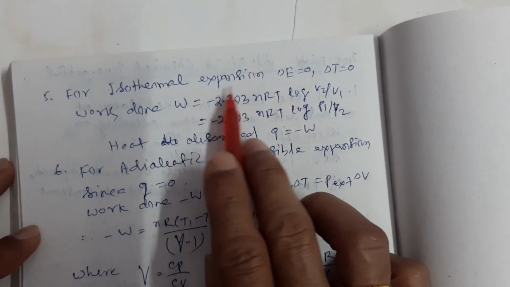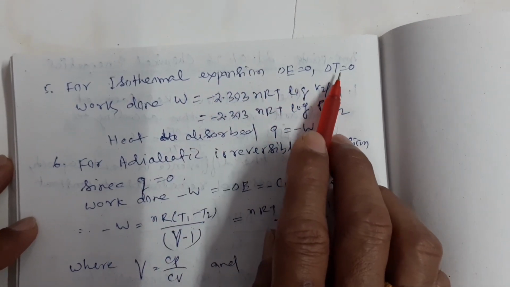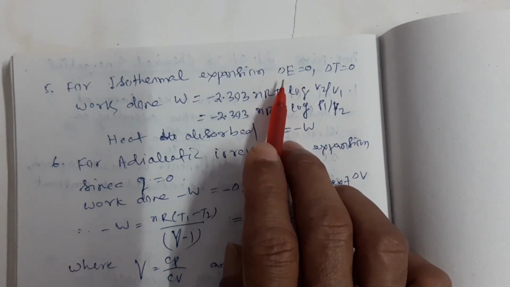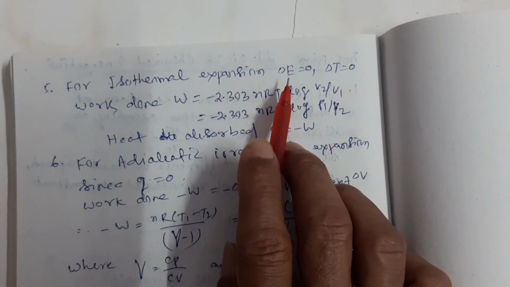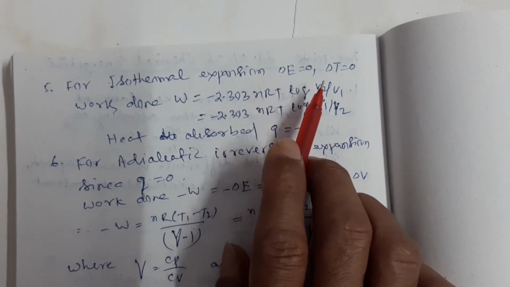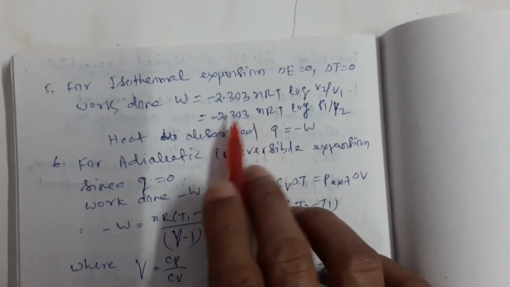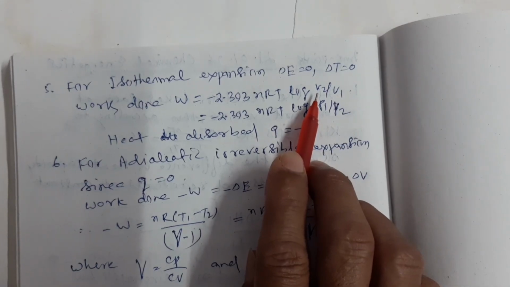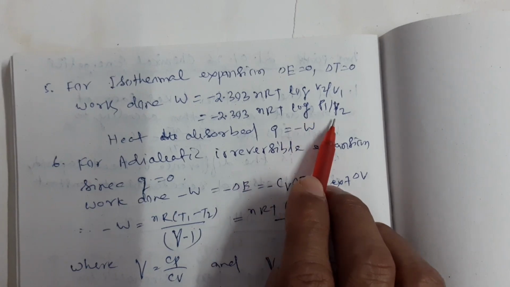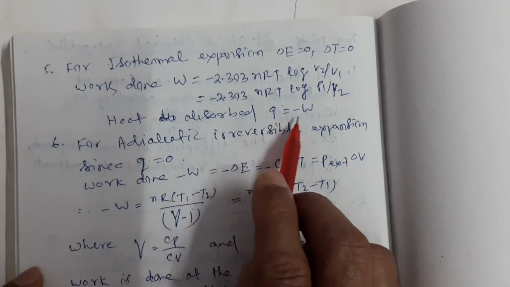So why, in isothermal expansion, you know isothermal means temperature remaining constant, so ΔT is 0. But why is ΔE 0? Because ΔE, that is internal energy, depends on the temperature. So kinetic energy and internal energy depend on the temperature. Therefore ΔE is also 0. Volume is inversely proportional to pressure, therefore if you put pressure, then it will be P1 by P2. Yes. So heat absorbed Q is equal to minus work done.